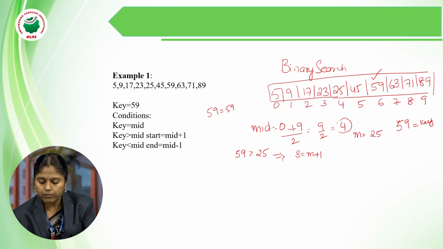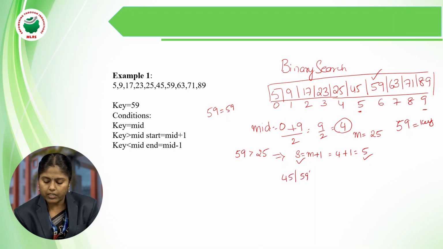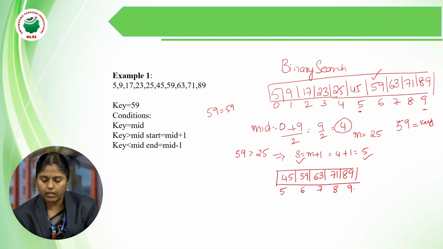What is the mid index here? 4. So 4 plus 1 equals 5. Now start is equal to 5, and we take elements from start 5 up to the end element, 9. So the large problem is again divided into sub problems: 45, 59, 63, 71, 89, which are indices 5, 6, 7, 8, 9. Again you have to calculate the mid value here.